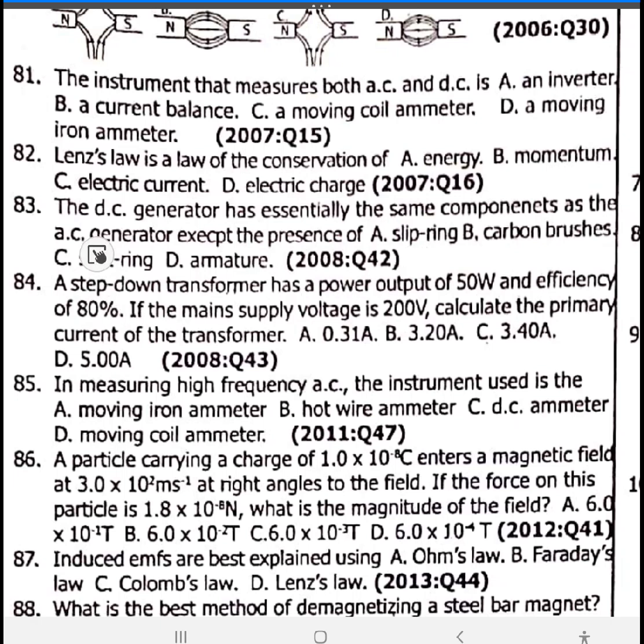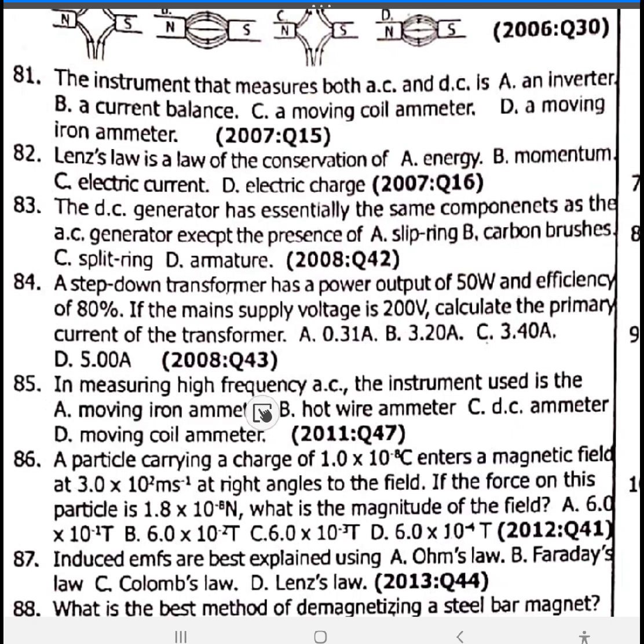Now, see, the question is twisted. A DC generator has essentially the same component as the AC generator. So they say DC, they like AC generator. Except, normally, even myself, I would pick option A because of the slip ring, thinking AC. But the correct answer is split ring. They talk about DC, they talk about AC. They say except for the presence of, meaning it is similar to AC, it's just that one thing, that's why they say except for the presence of.